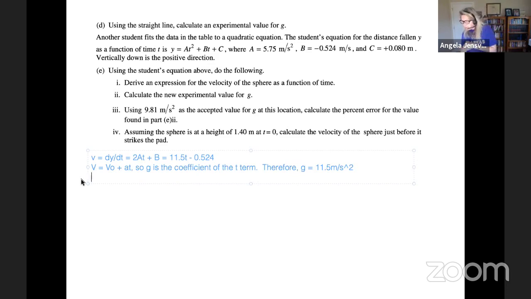Okay, using 9.81, calculate the percent error. I challenge you to type it. So it's 11.5, the experimental, minus, can I make an absolute value symbol on here? Wow, so impressive. 11.5 minus 9.8 absolute value over 9.8. Well, I guess I should have taken the absolute value of the whole thing. I was impressed with myself too early.